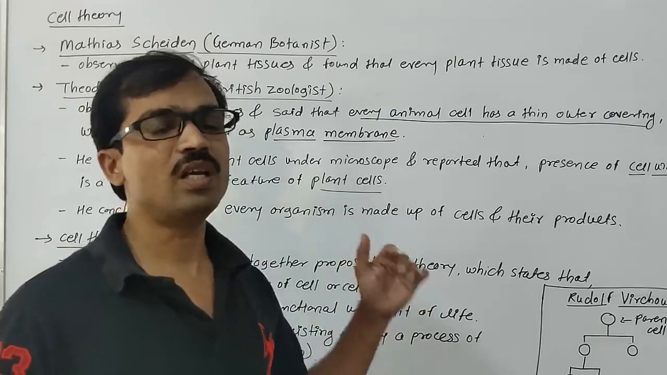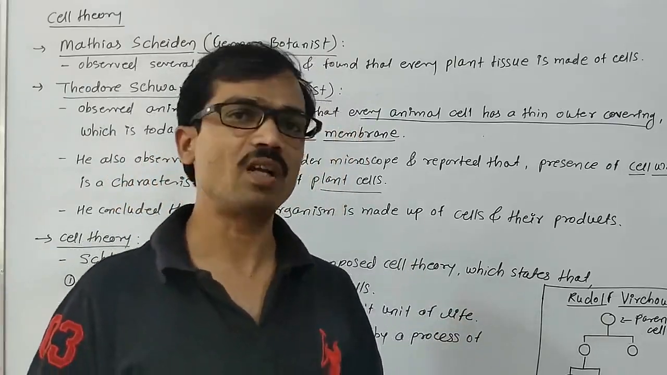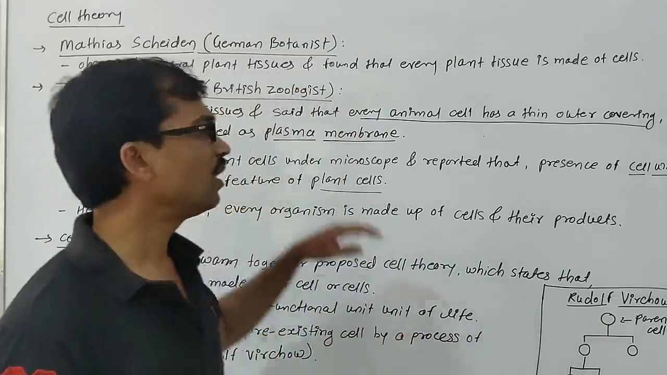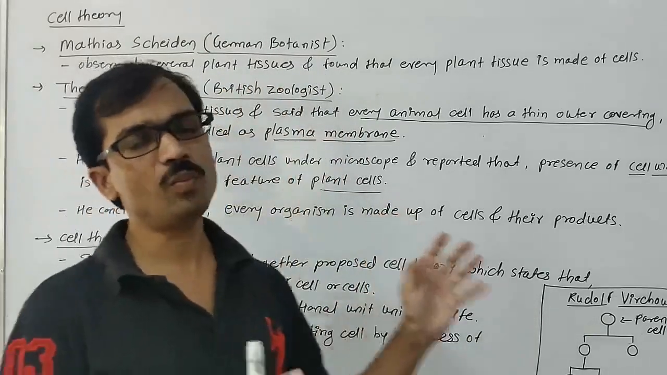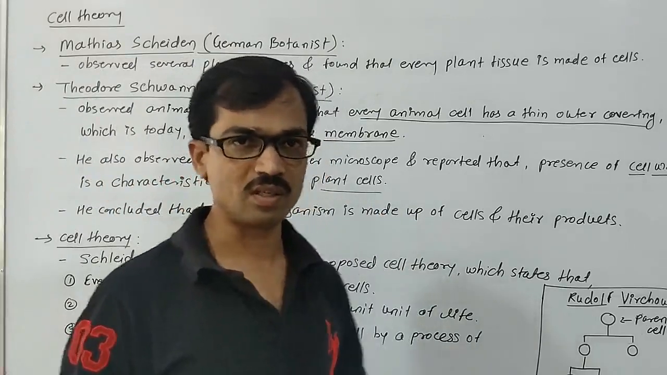What he did was observe several plant tissues, and after observing them he concluded that every plant tissue is made up of cells, different types of cells.